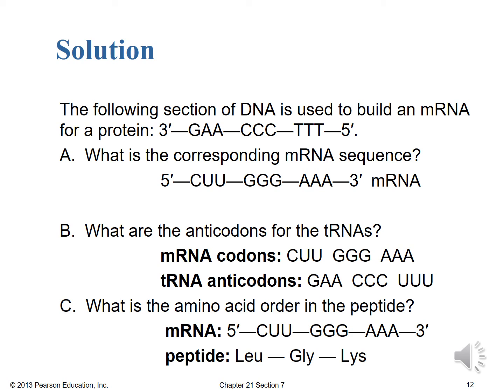The anticodons for those tRNAs would be those three sections, right? The mRNA codons are what we just described above, and therefore the tRNA anticodons would be wherever we have a C, we go to a G, wherever we have a U, we go to an A, G goes to C, and an A goes to U. So now, what is the amino acid order in the peptide? Well, we look at those messenger RNAs and the codons, and we see that we're going to end up with the peptide of leucyl glycyl lysine, Leu-Gly-Lys.